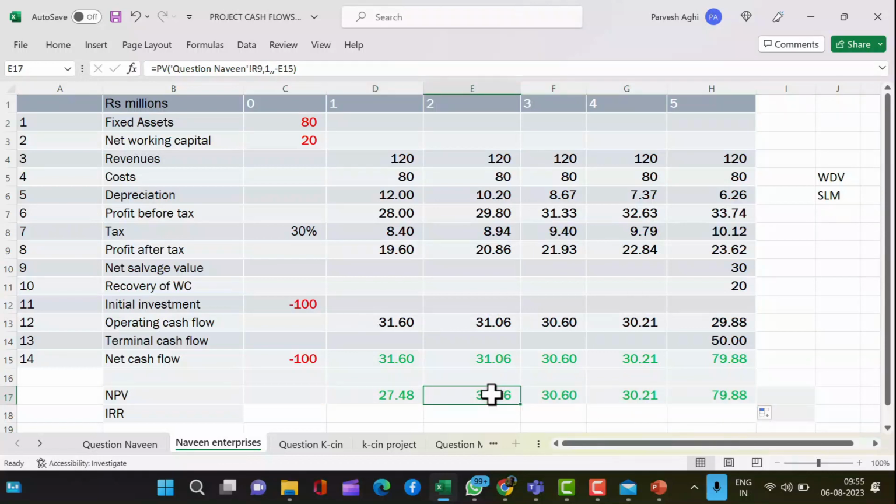Okay, so I'm not getting it. Suppose I copy it. Can you repeat the NPV? I'm just doing it.